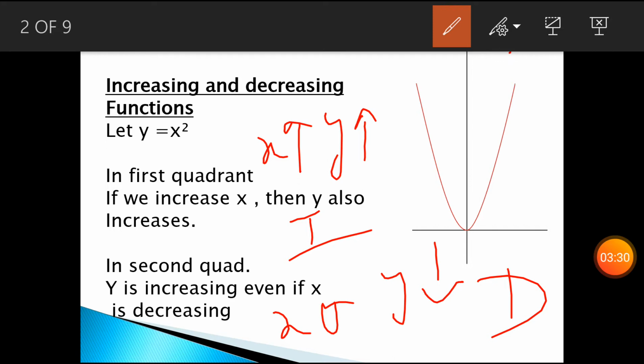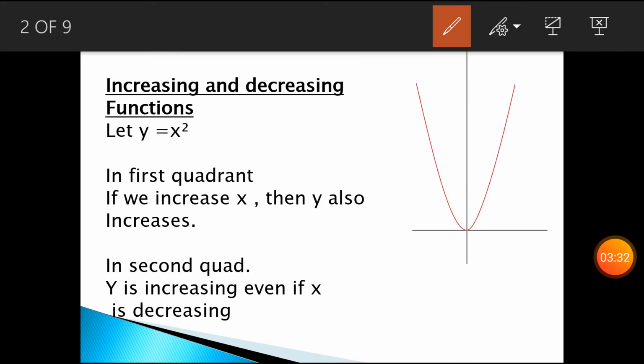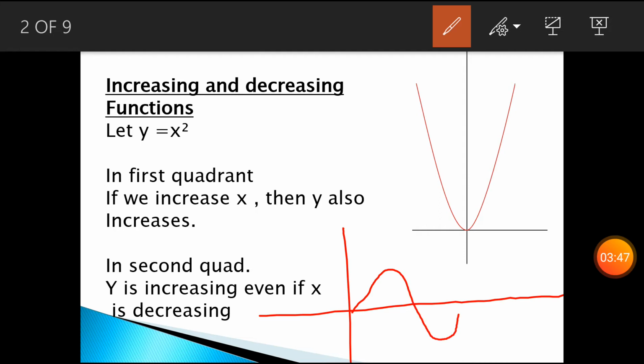Now one more case is there, that is the third case. For that we are going to consider one more graph. This is the graph of, just a minute, you can see it clearly. This is the graph of a sine function. This value is pi by 2 and this value is 3 pi by 2. This is minus 1 and this is 1, and this is 0.